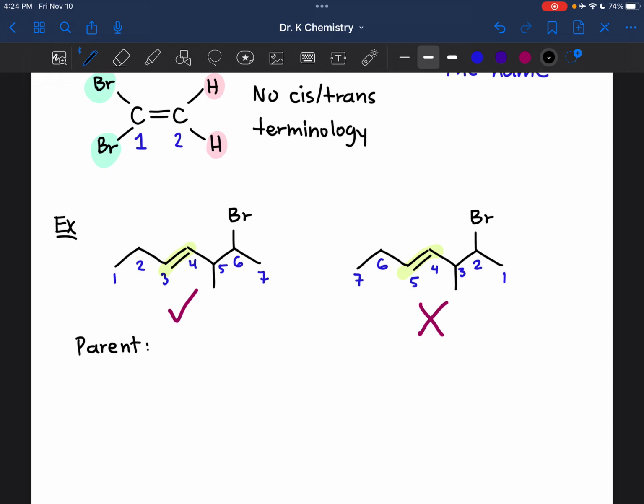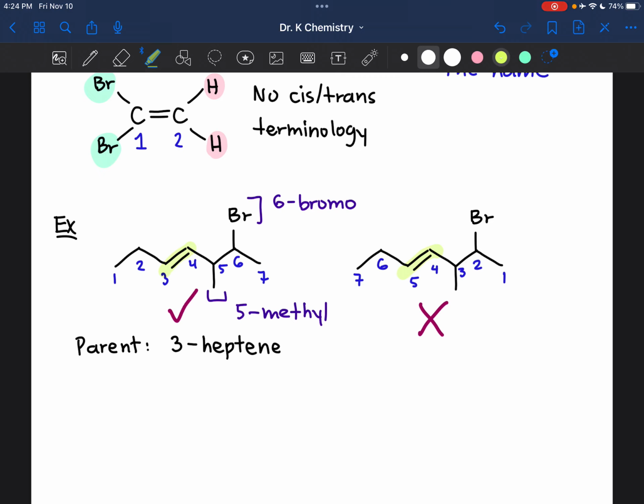Let's name the parent. I see that it's 7 carbons long, so the prefix will be hept, and it's an alkene, so it gets the ending -ene. And notice that the double bond starts on carbon 3, so this would be 3-heptene. Then I'll list my substituents. Over here, I have a bromine on carbon 6, so that will be 6-bromo. And here we have methyl on carbon 5, so that's 5-methyl.